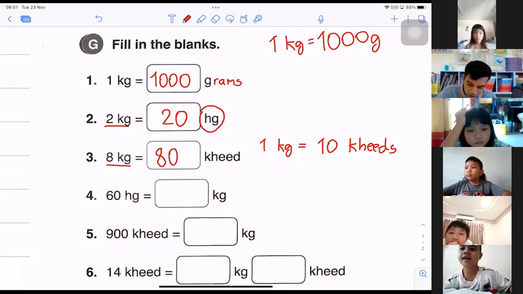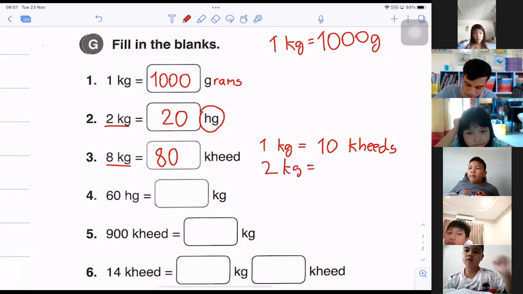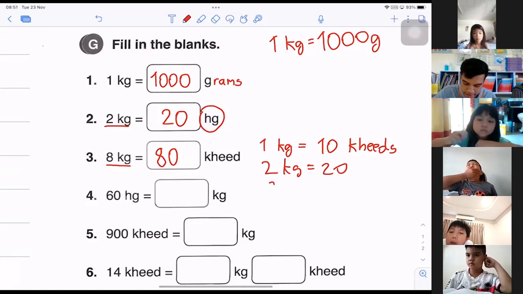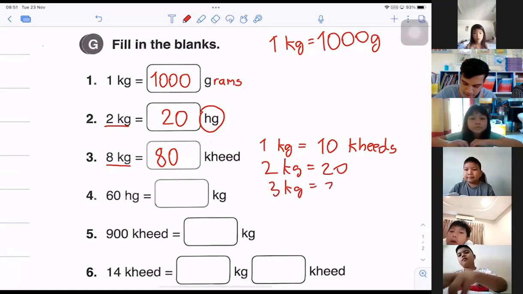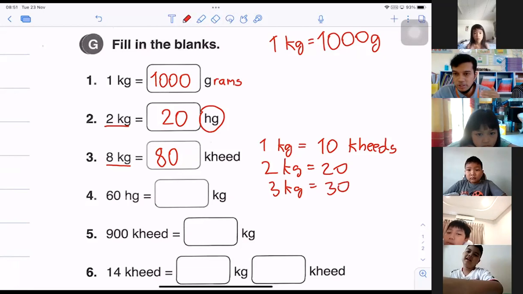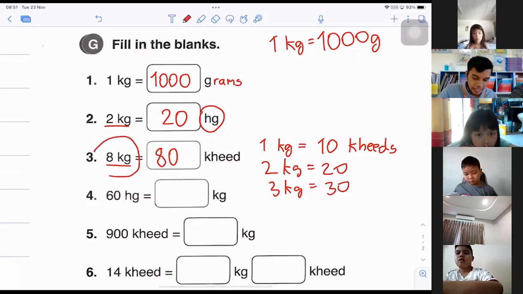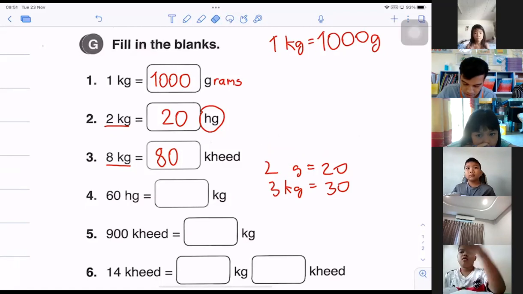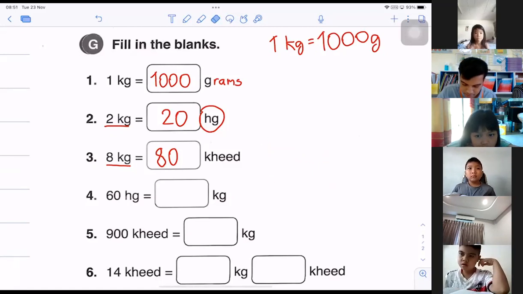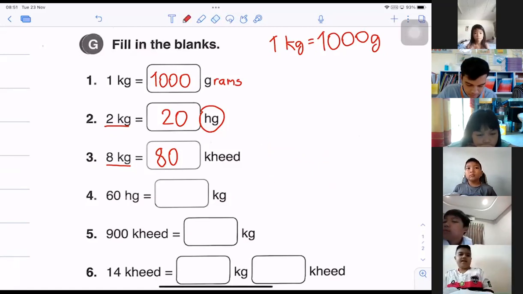Here, 1 kilogram, 10 hg. 2 kilograms, 20. 3 kilograms, 30. 4 kilograms, 40 hg. 5 kilograms, 50 hg. So 8 kilograms is equal to 80 hg, okay? Okay, let me rub this first.